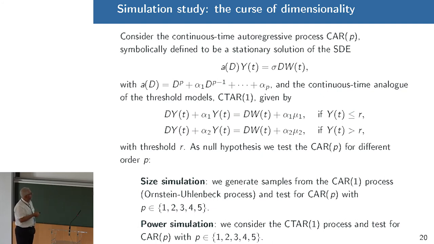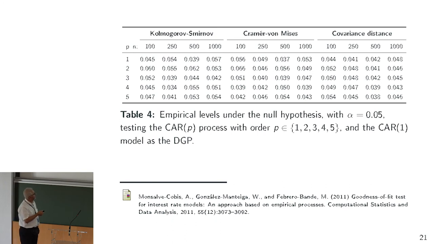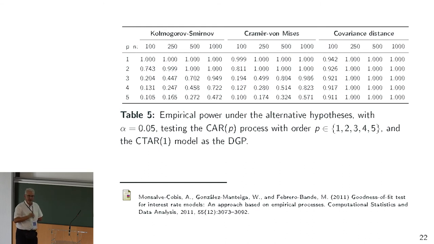Okay? So to see the power in the alternative, we use a threshold. The threshold destroys the null hypothesis of the process. And the empirical level under the null is working well also for all approximations. But of course you can see that the tests well designed especially for small dimensions in the covariance are losing power, while the covariance distance is not losing power in the exercise.